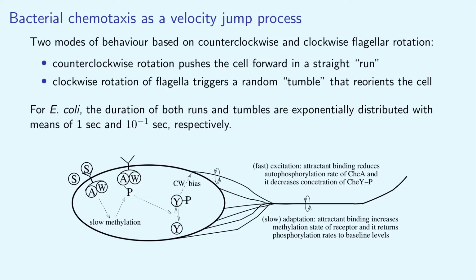This velocity jump process is biased according to the environmental signals. Roughly speaking, a bacterium compares its current environment with the environment it visited a second ago. If the concentration of the chemoattractant is increasing along the cellular trajectory, then the bacterium is moving in a good direction, and it is less likely to change it. On the other hand, if the concentration of S is decreasing along its trajectory, then the bacterium is more likely to turn.